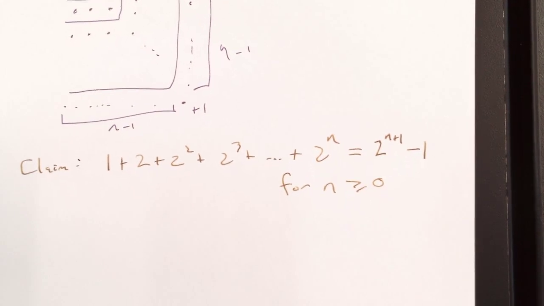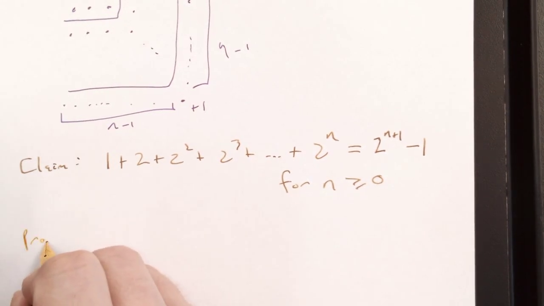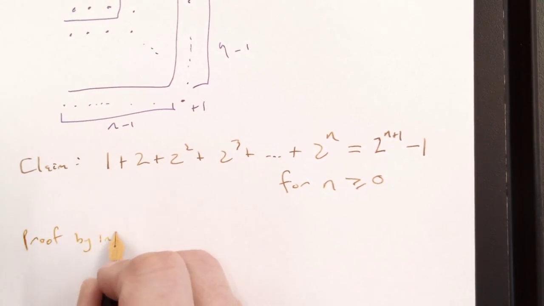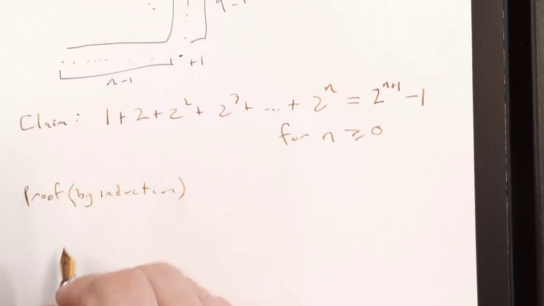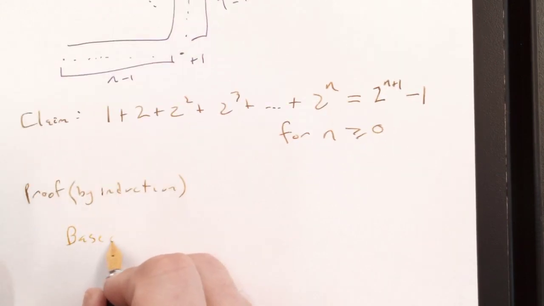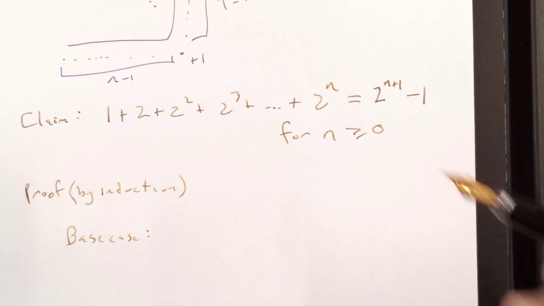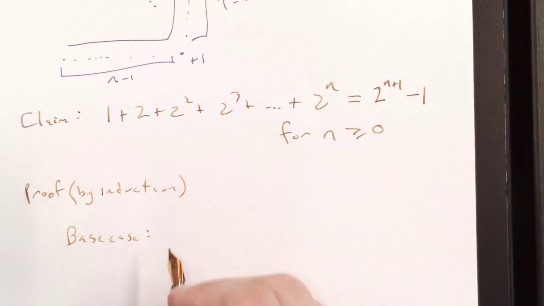Well, a direct proof is unfortunately not going to work. I'm going to prove this inductively. What's your base case? Zero. It would be 0. Pick the smallest value of n, see if it works when n is 0.